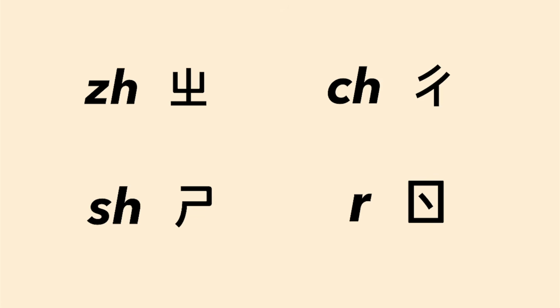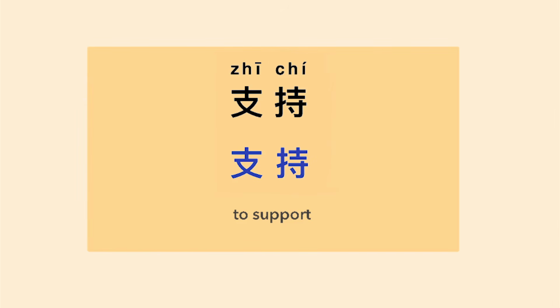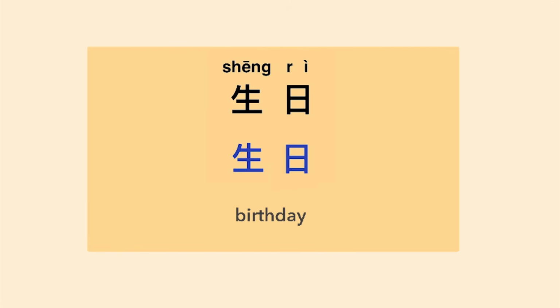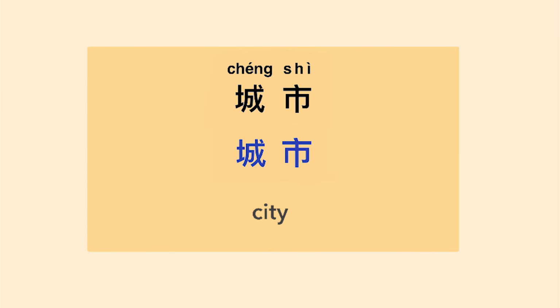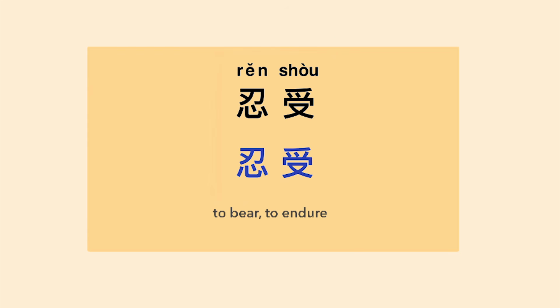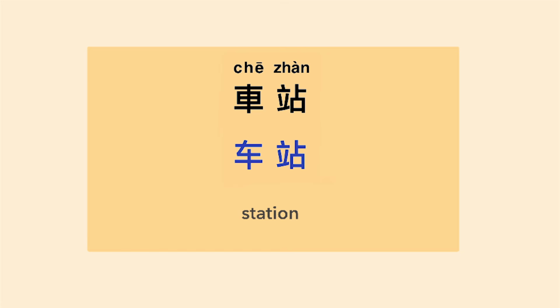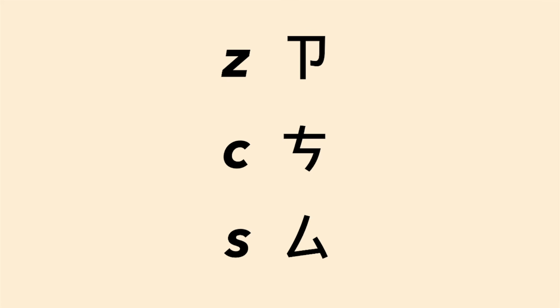Okay, let's practice them with words. 支持，支持。生日，生日。猪肉，猪肉。城市，城市。忍受，忍受。车站，车站。Finally, the last group of sounds is z, c, s.